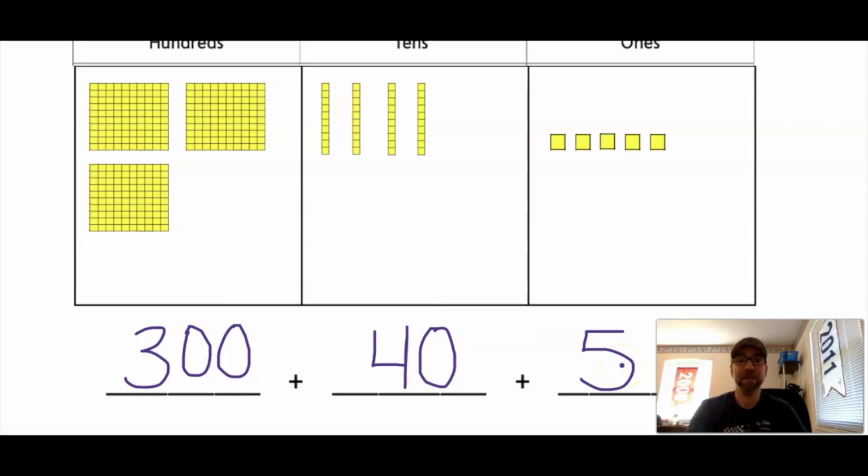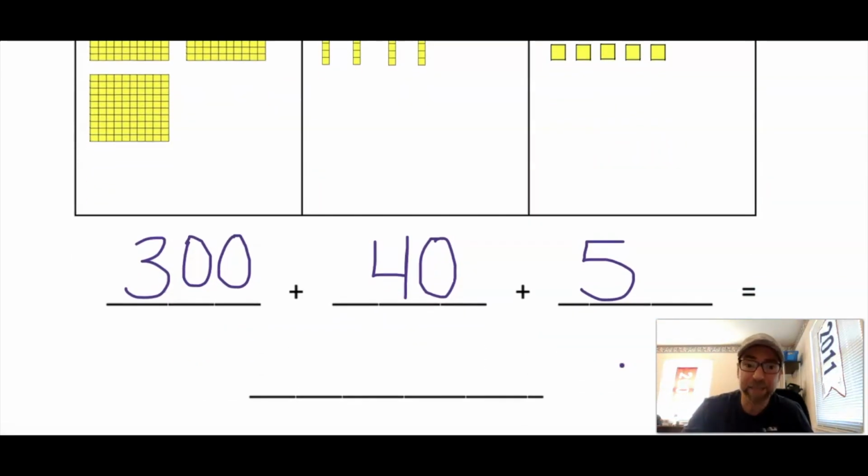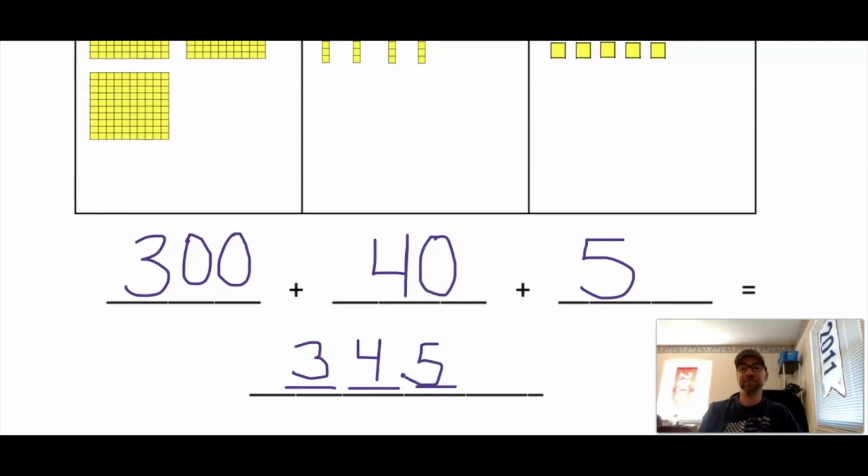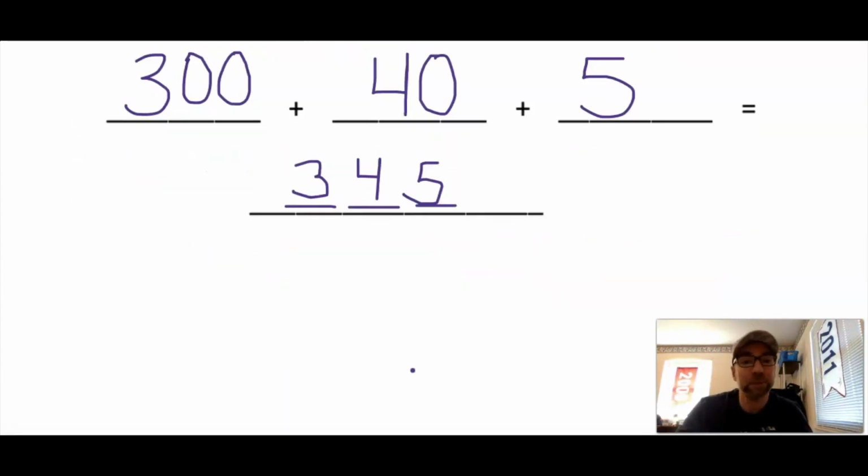345. Now we have to be able to write that. 345. Remember, we have three numbers in our hundreds numbers. 300, 40, 5. There it is. 3 hundreds, 4 tens, and 5 ones. 345. Awesome job. Go ahead and erase your sheet protector.